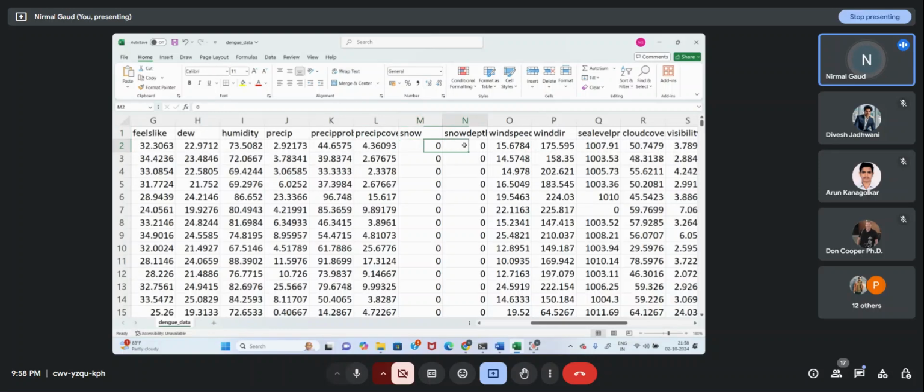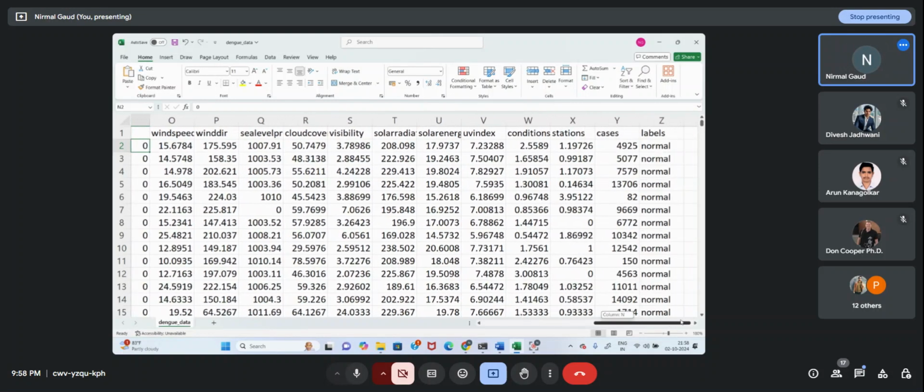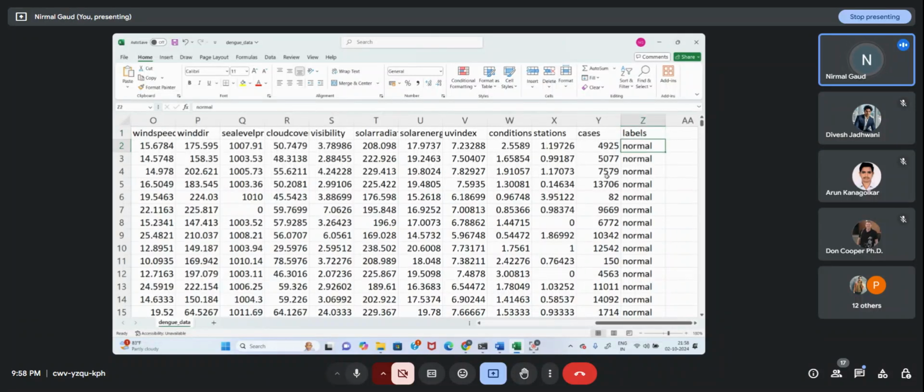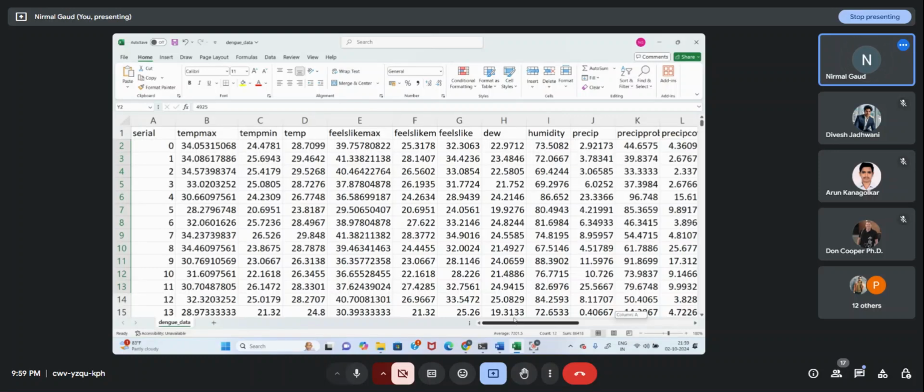We do have snow and snow depth, they are entirely zero. I have seen entire zero. And the label is normal only. And these are the cases, dengue cases. We are actually predicting the case only, dengue case prediction. That's what we are doing. So you can see this is mostly numerical data. Continuous features are there, with environmental factors.